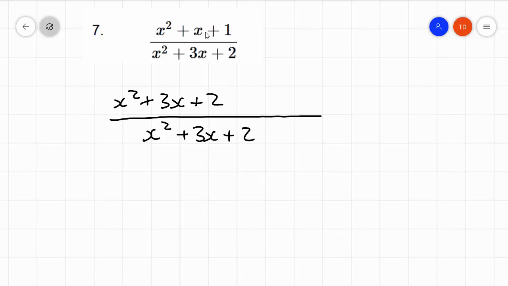Looking at the numerator, we had x. I've now got 3x, which means I need to subtract 2x to make sure that they're the same. And here I have 1, but here I've written 2, so I need to write minus 1. So now if we look at the numerator, we've got x squared plus 3 minus 2, which gives us x, plus 2 minus 1, which gives us 1.